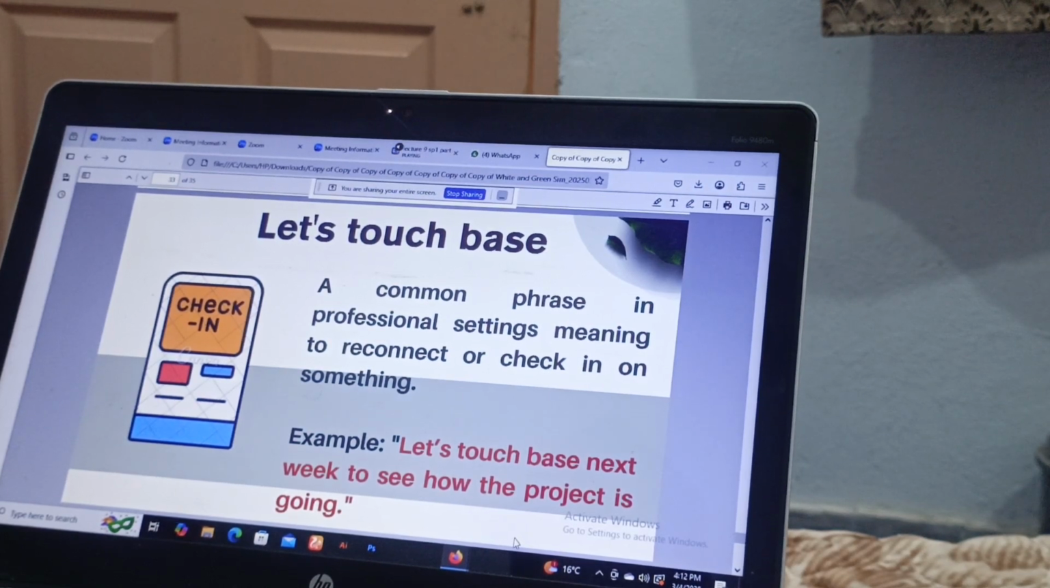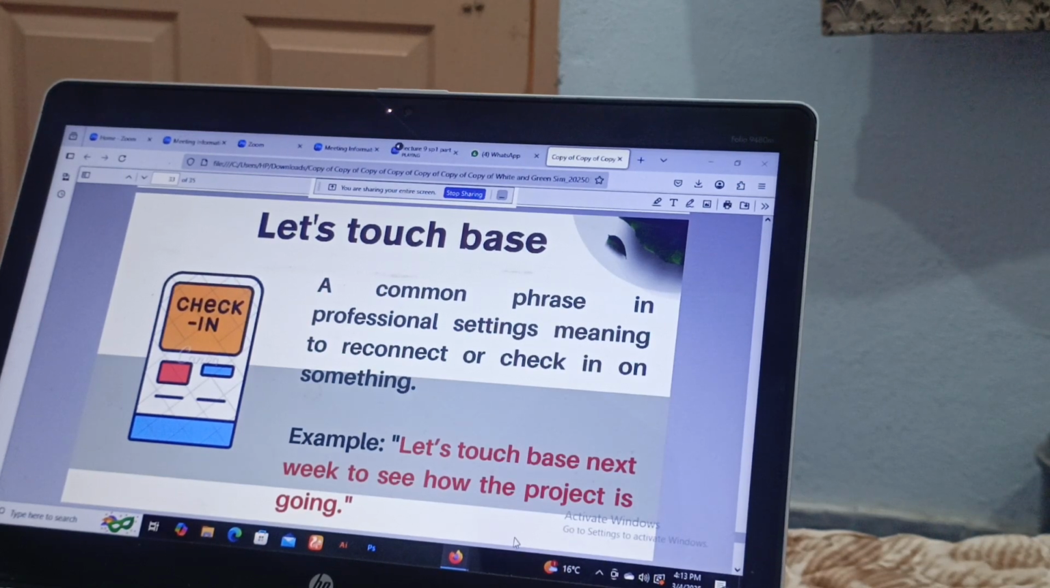Okay. Basically, it's about when you are working on something and you decide to check into something and discuss over it, go over it all together, recap, check in and reconnect. So for that, for example, can you read the example in red? Let's touch base next week to see how the project is going. Okay. So did you get this, or should I clarify more?